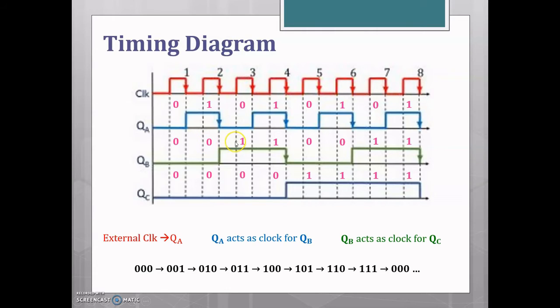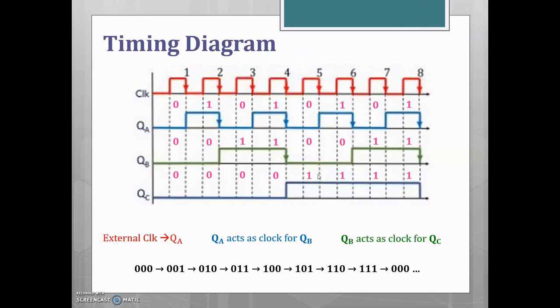Logic 0 is changed into logic 1. This will remain unchanged till the next negative edge. Again at the next negative edge, the circuit becomes active, so logic 1 is toggled to logic 0. And QB is acting as a clock for QC. The circuit will remain in the initial state 0 until the negative edge of QB. So at this point, the C flip-flop will be active and the circuit toggles from logic 0 to logic 1.